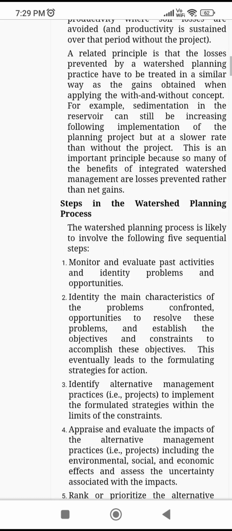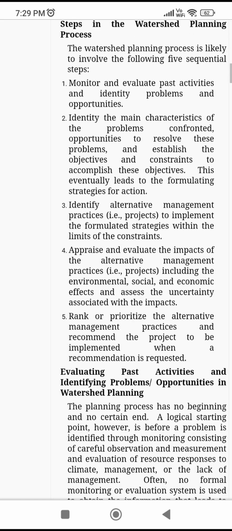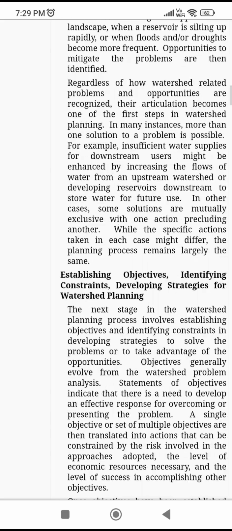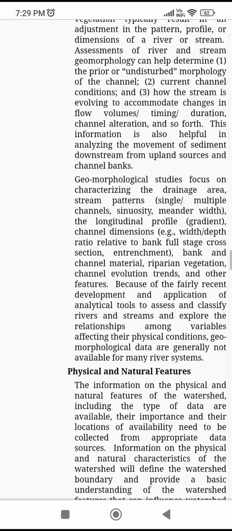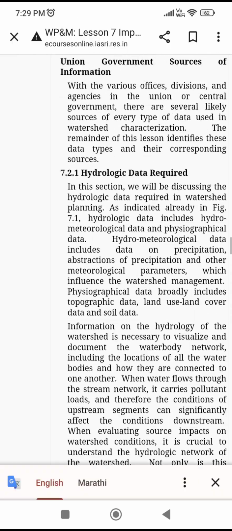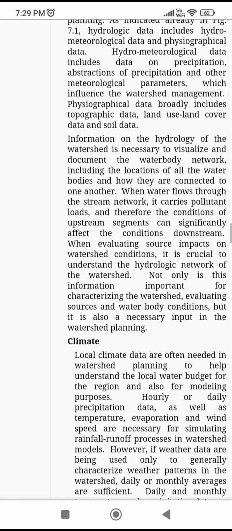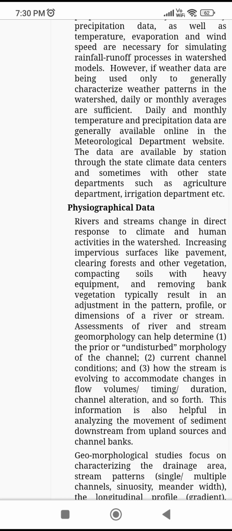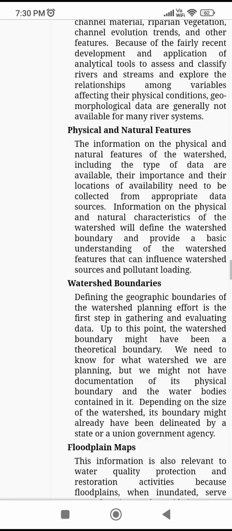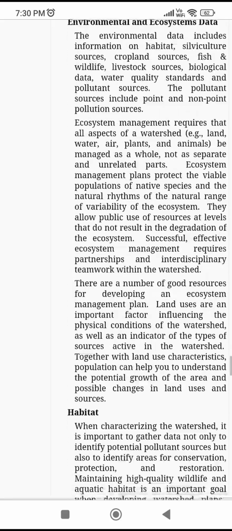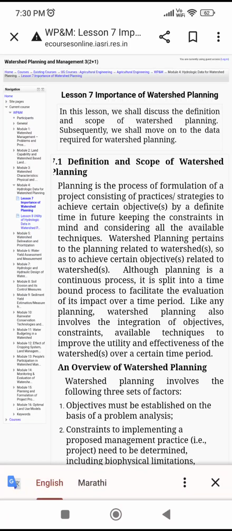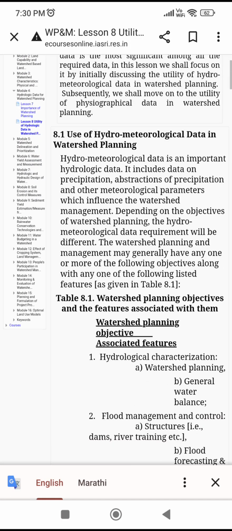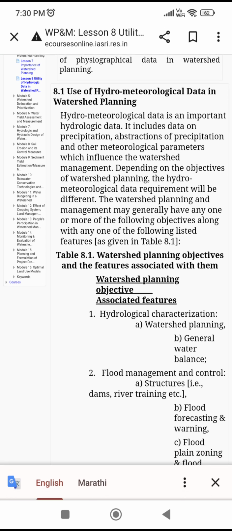What are the data required for planning of watershed? There is less chance to ask any question from this case. Here are hydrologic data, then climate, then physiographical data, then physical and natural features. I think this is not that much important, so we will go for utility of use of hydrometeorological data in watershed planning.